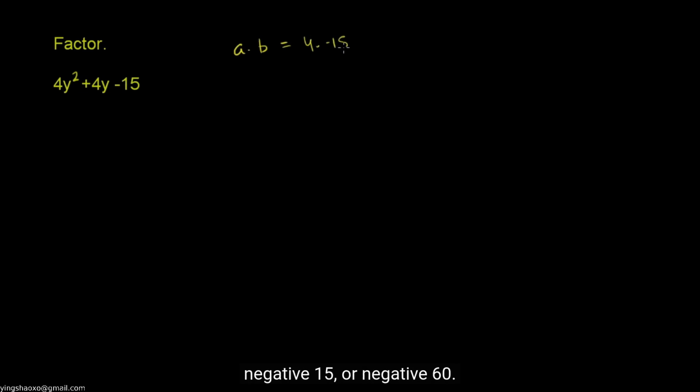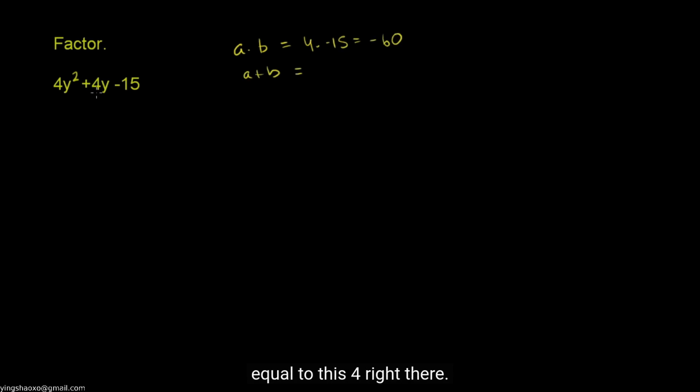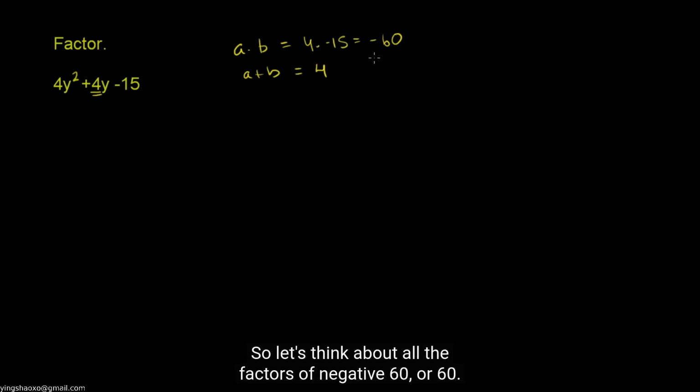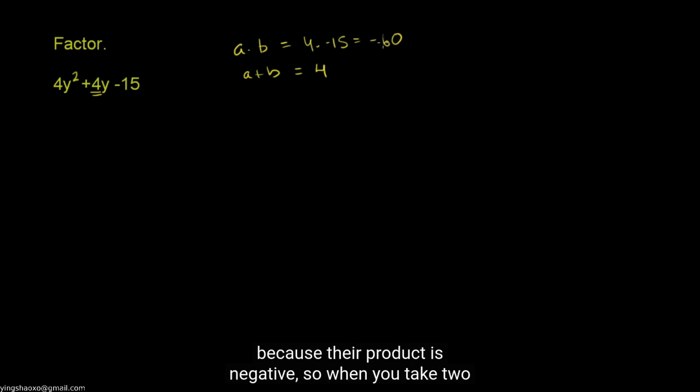4 times negative 15, or negative 60. And the sum of those two numbers, a plus b, needs to be equal to this 4 right there. Needs to be equal to 4. So let's think about all the factors of negative 60 or 60, and we're looking for ones that are essentially 4 apart, because the numbers are going to be of different signs, because their product is negative.